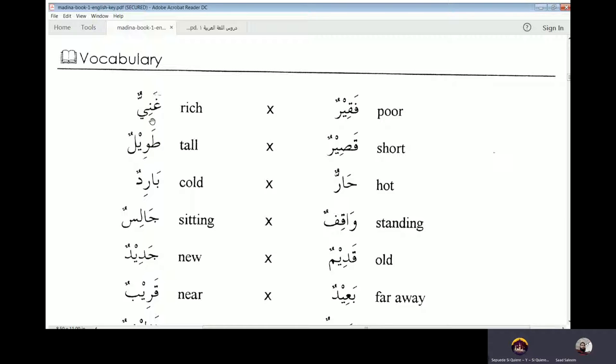Vocabulary. Ghaniyun, rich. Fakirun, poor. Tawilun, tall. Qasirun, short. Baridun, cold. Harun, hot.